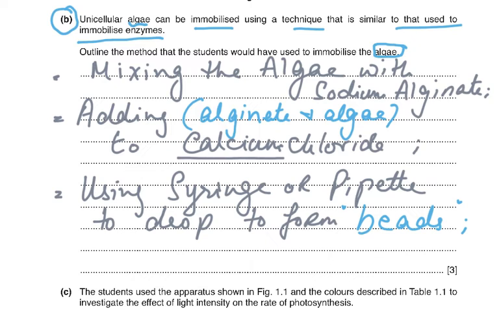So mixing the algae with sodium alginate, this you do in paper 3. We've done this many times in A1. Adding the alginate and algae to calcium chloride, and then using a syringe or a pipette to drop this so that it coagulates and forms these algal beads or these algal balls which they have mentioned. So this is to immobilize the enzyme, because now they are in this ball or this bead, and now the enzymes are going to be used to do some work. This is an example of immobilized enzymes.